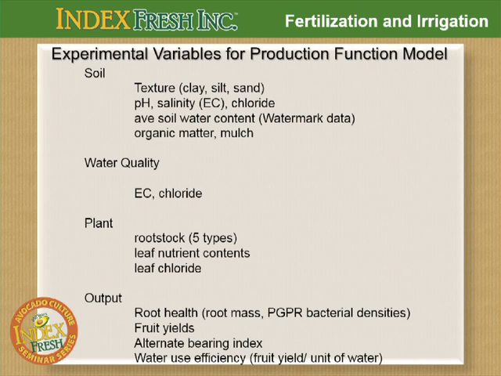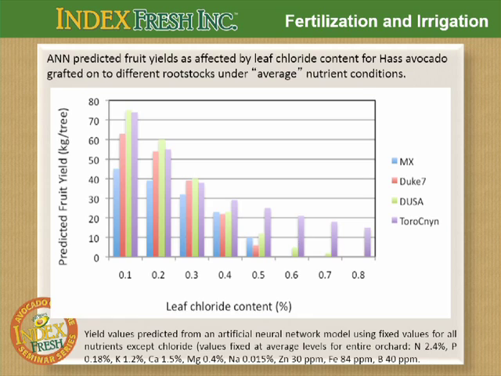We put in all these different variables on the soil type, pH, organic matter, water quality. We look at the type of rootstock, the leaf nutrient contents, chloride levels. We can then go into different things on the output, looking at yields of primary interest. We've looked some at root mass. We can calculate water use efficiency. We can look at alternate bearing, fruit quality, lots of different variables, all based on these as input to predict the output. And doing that, this is what we find.